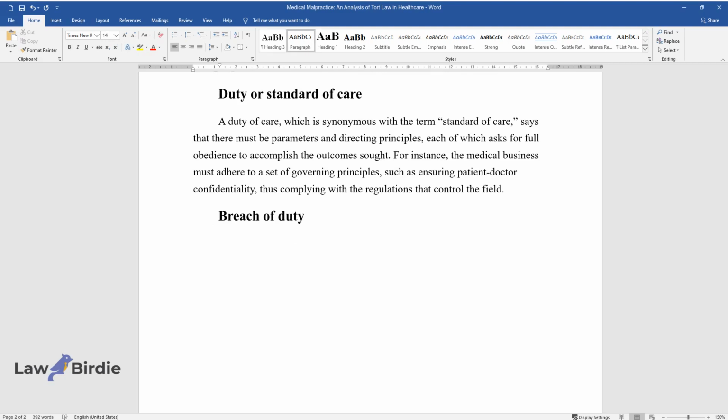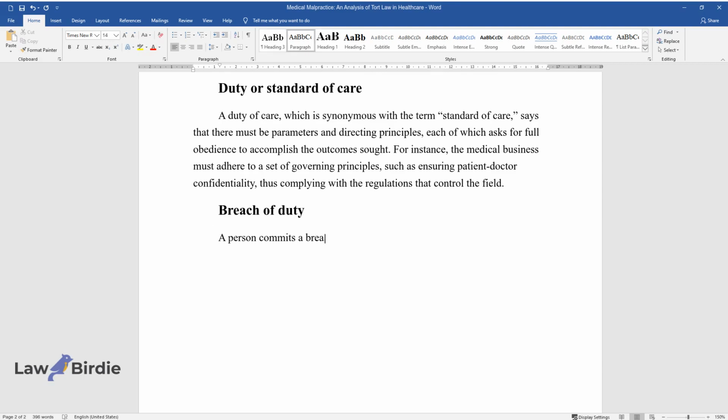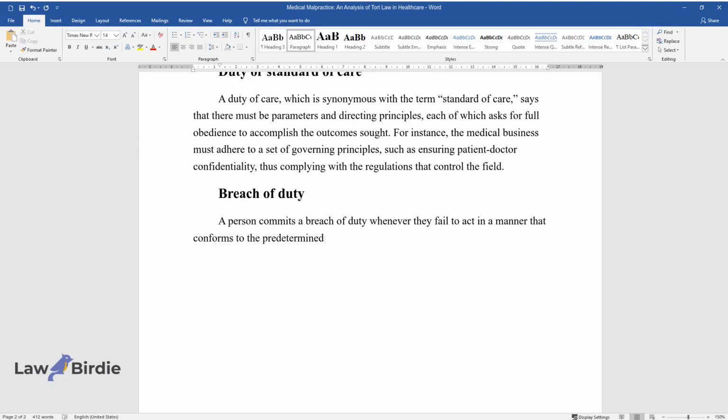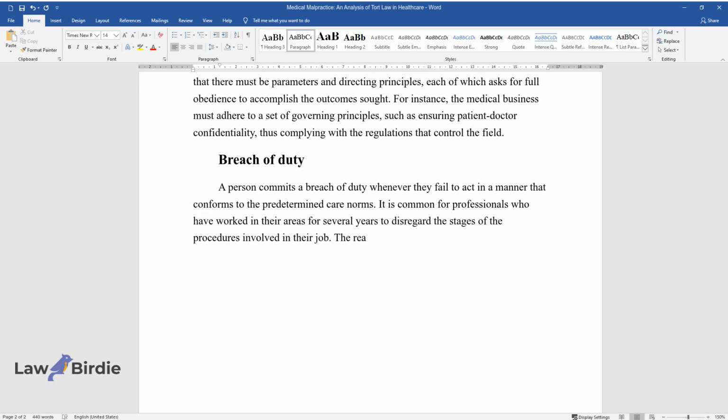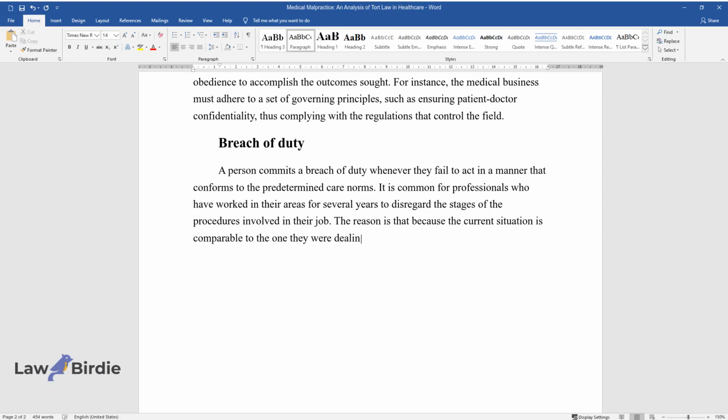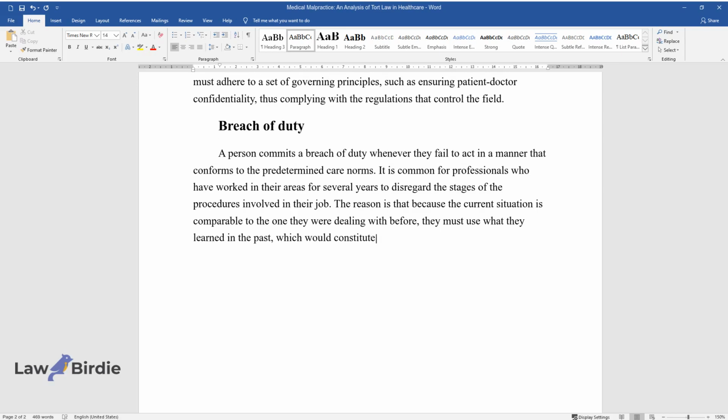Breach of duty. A person commits a breach of duty whenever they fail to act in a manner that conforms to the predetermined care norms. It is common for professionals who have worked in their areas for several years to disregard the stages of the procedures involved in their job. The reason is that because the current situation is comparable to the one they were dealing with before, they use what they learned in the past, which would constitute a violation of duty.